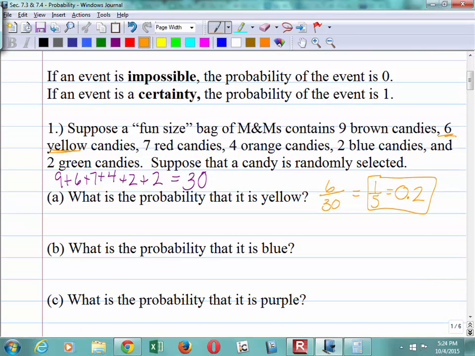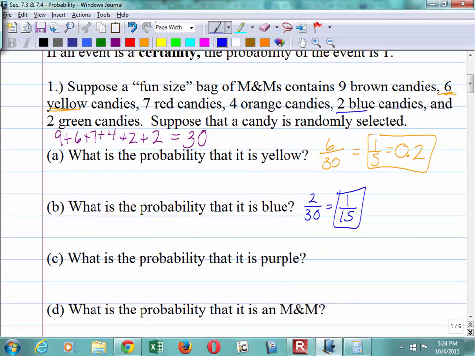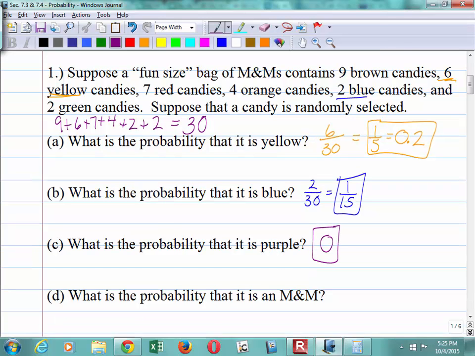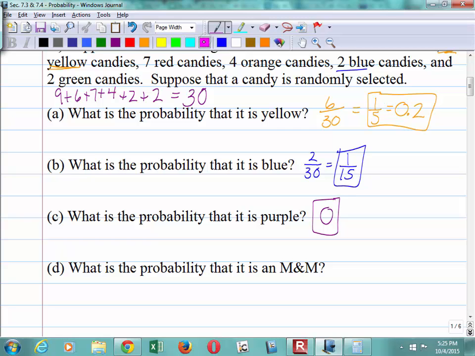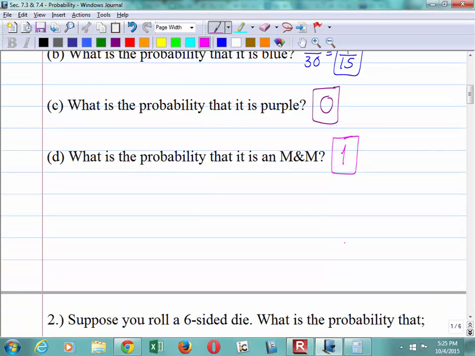What is the probability that it's blue? Let's see, there's 2 blue. So 2 out of 30 equals 1 out of 15. What is the probability that it's purple? Well, unfortunately, this bag doesn't have any purples, so that would be 0. And what is the probability that it is, in fact, an M&M? Well, let's hope that's going to be equal to 1, since you're pulling candy out of a bag of M&Ms. It's definitely going to be an M&M.